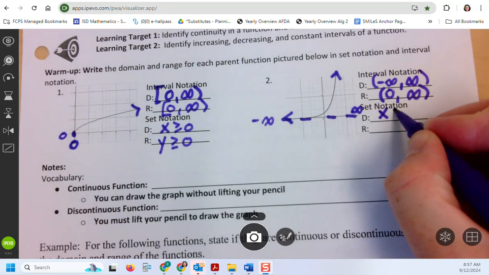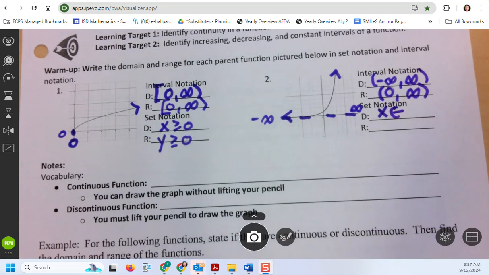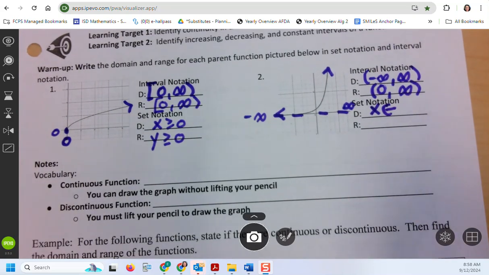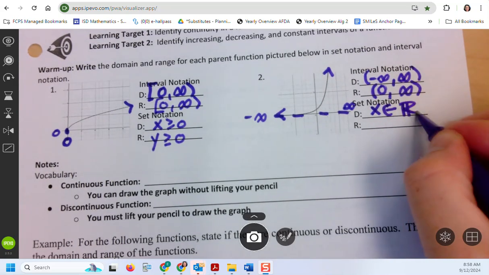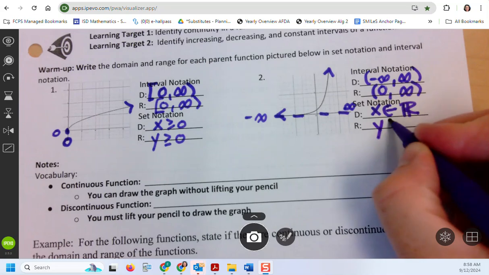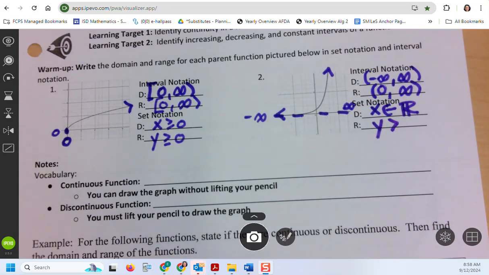X is an element of what? All real numbers. Good. X is an element of all real numbers. Y is greater than what value? 0.